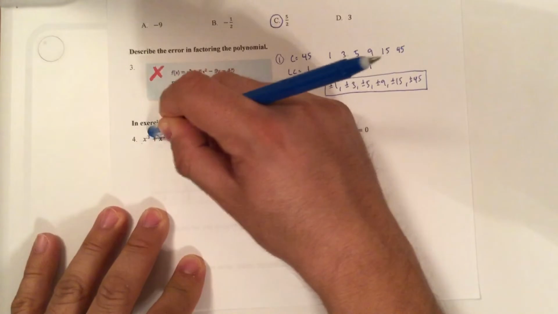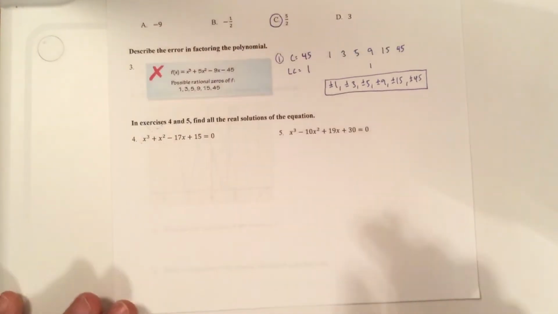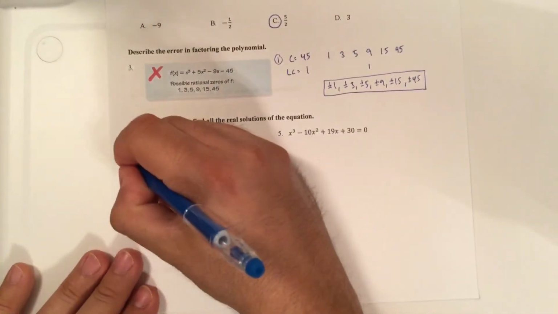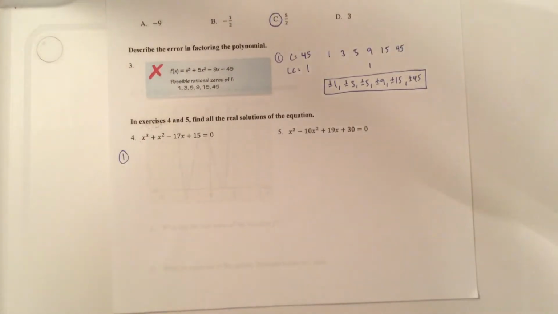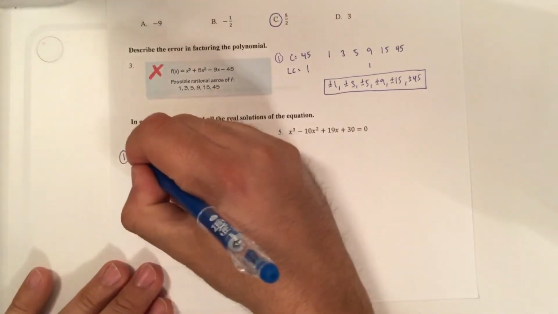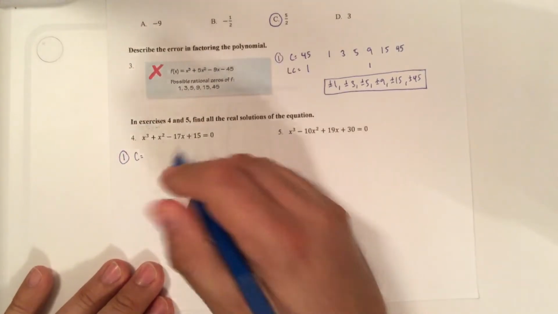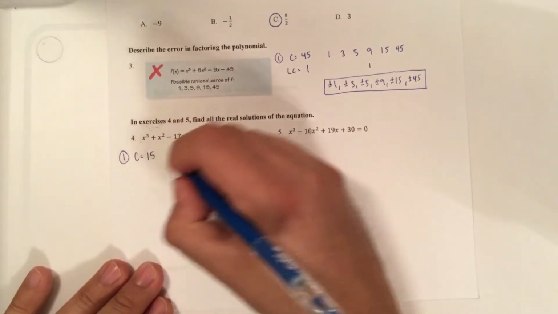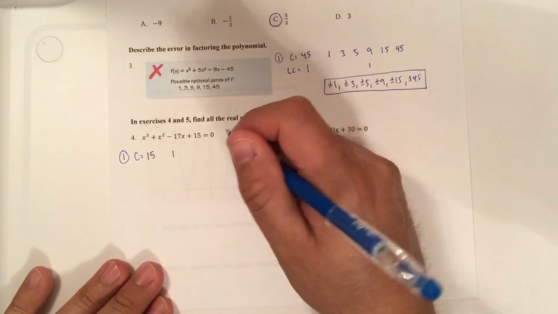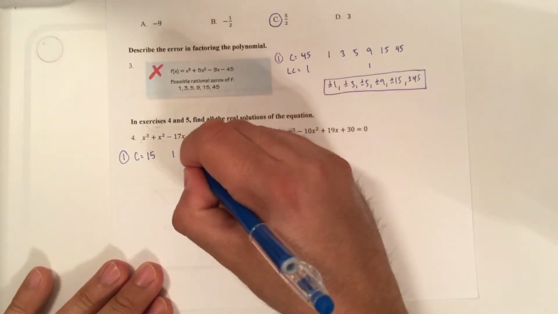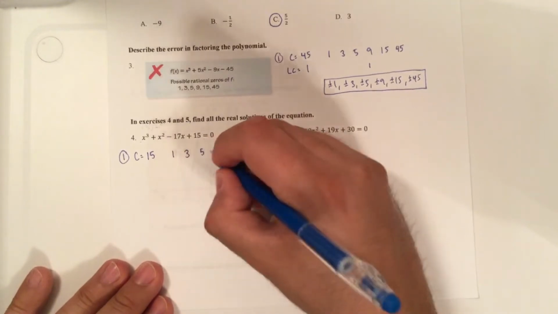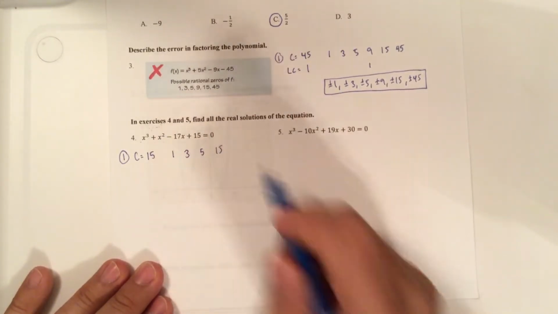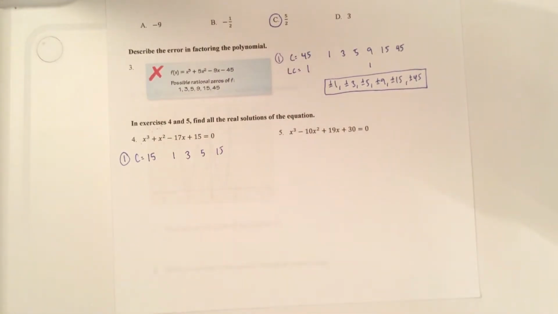So hopefully you have your notes available, and I'll go through this with you. So step 1 is to list all possible solutions. Okay, so we're going to find the constant term first. In this case, it's 15. And the factors of 15, 1 goes into 15, 2 does not, 3 does, 4 does not, 5 does. 3 times 5 is 15, so obviously the last one would be 15. So those are my factors of 15.